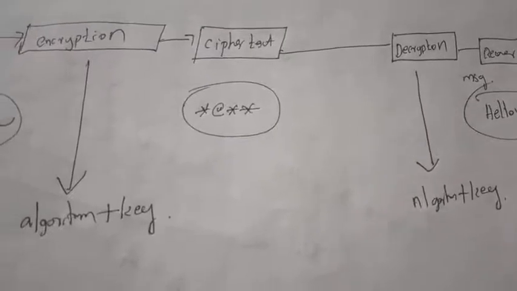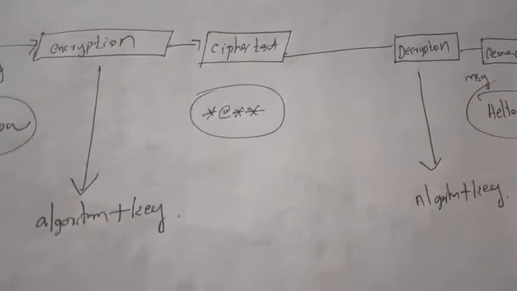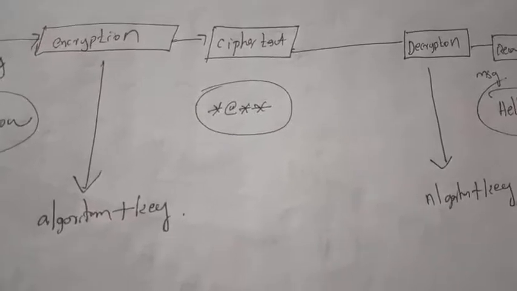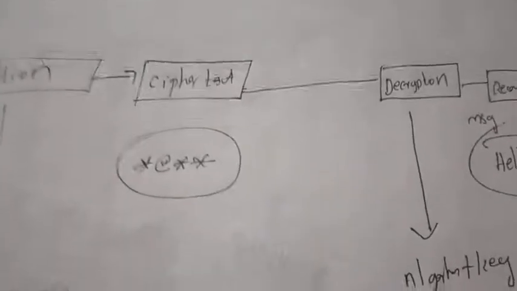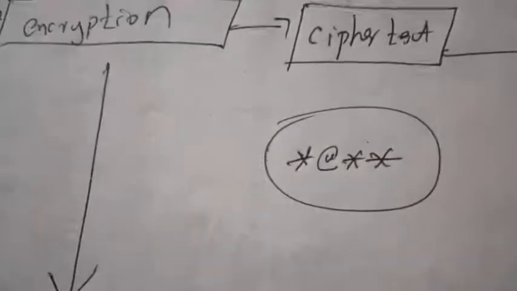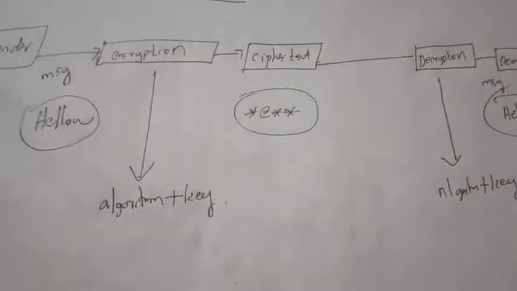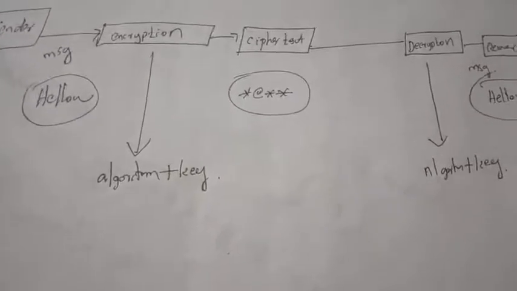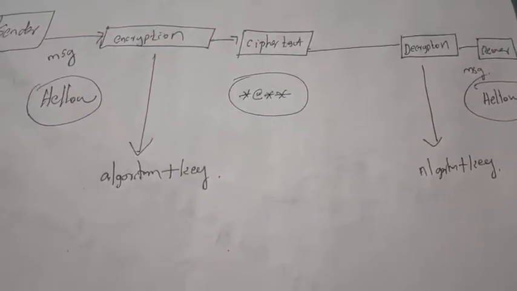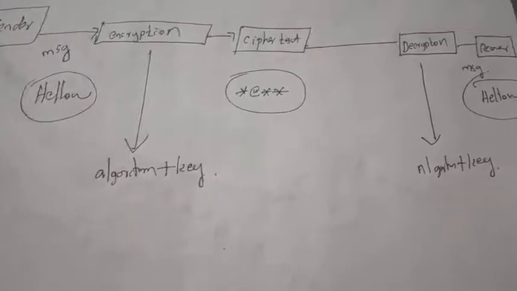While sending, if any third party or hacker is there, they can see the encrypted text but they cannot understand anything. This is the use of secure communication. At the receiver side, decryption takes place. Decryption is the opposite working of encryption. The receiver also knows the algorithm and key, so the receiver uses the reverse operation. Then the receiver gets the correct message, hello. That is called decryption.